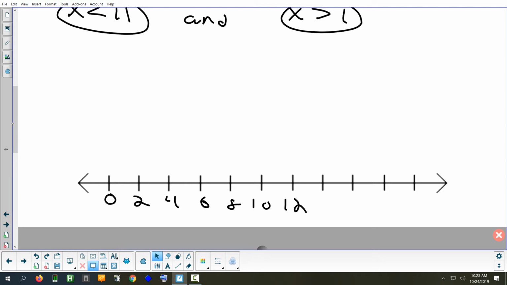Steven, can you tell me again what kind of circle? Open circle for both of them. Open circle for both. Correct. 11 and 1. And they both are going in, right? Because it's an and. Shade between.